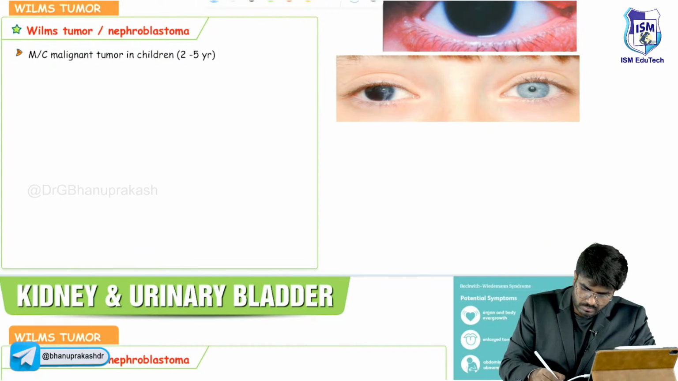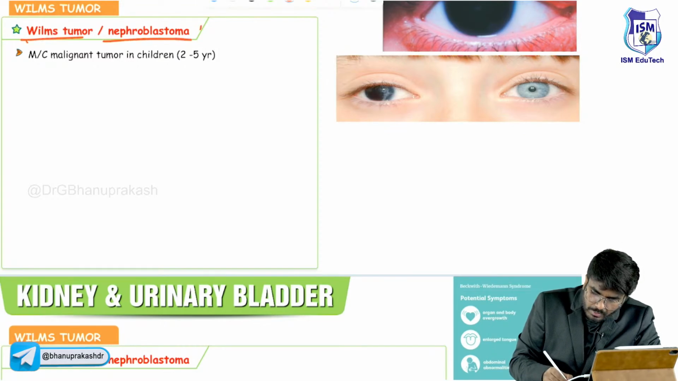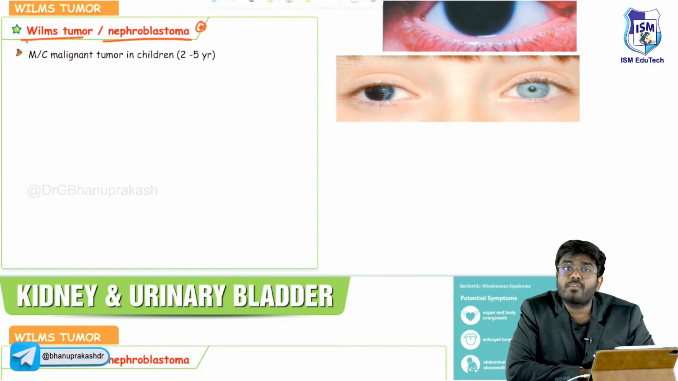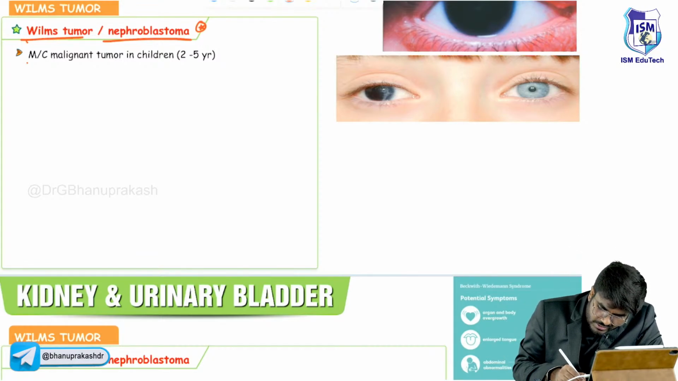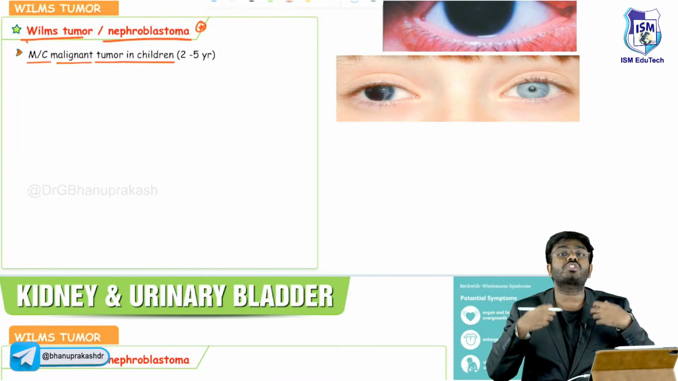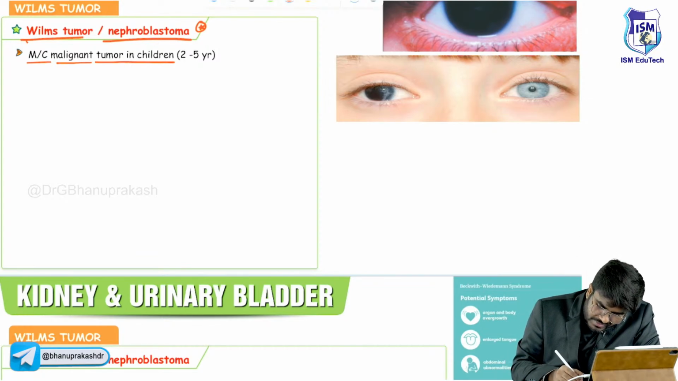Now, this Wilms tumor, which is also called nephroblastoma. Sir, it's the most common malignant tumor in children. In the entire childhood, the most common malignant tumor is this Wilms tumor. How many types are there, sir? Important MCQ: there are two types. One is sporadic.